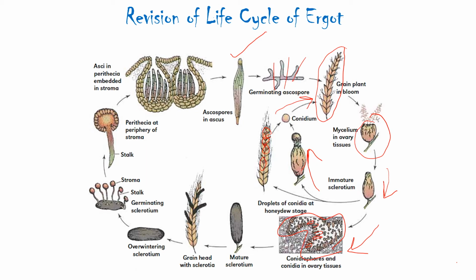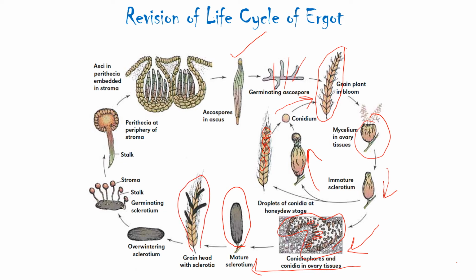Now this sclerotium, after a few days, acquires its maturity, so it develops into a complete ergot, as shown in this particular grain floret.